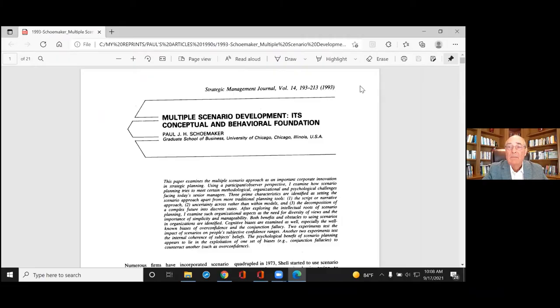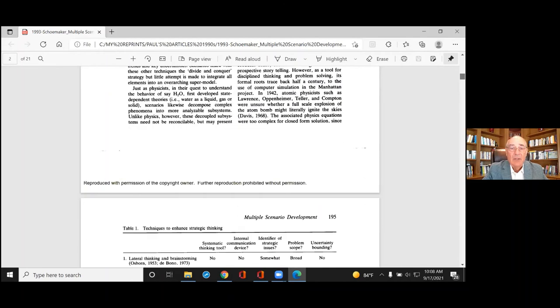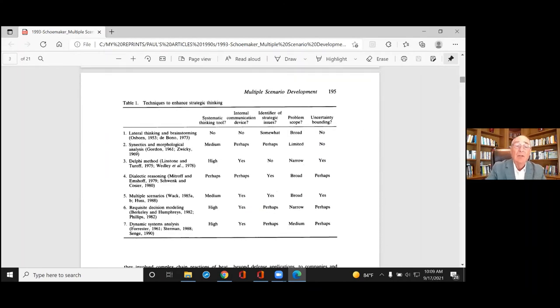And I also wanted to position it against other methods, because if you say scenario planning is not so much about planning, but it's about changing people's mindsets, and that's what Shell very much believed, there are actually other methods as well. And in one of the tables in the paper, and I probably can get this up if I know what I'm doing here. And then one of the tables in this thing lists 7 different methods, including scenario planning, that are used to enhance strategic decision-making. So lateral thinking and brainstorming, which Osborne and de Bono deal with, synectics and what was known as morphological analysis, Delphi methods, dialectic reasoning, which Mitroff and Emshoff did work on, then the multiple scenario methods, requisite decision modeling, well known, and dynamic systems analysis at MIT.